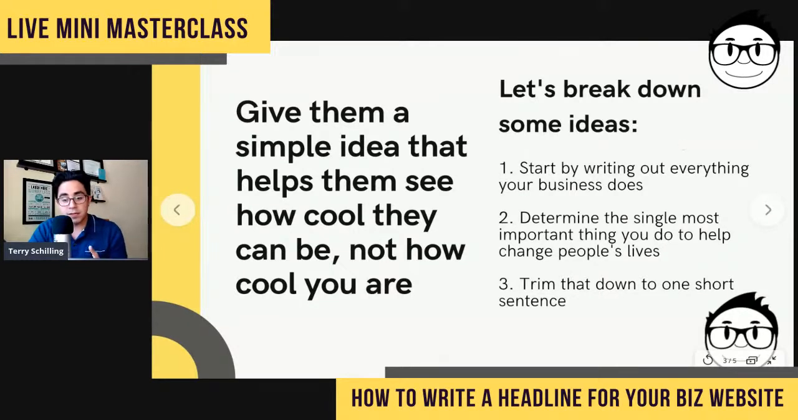Number 1, start by writing out everything your business does. So if you're coaching, if you're a copywriter offering a creative service, if you have a product, a SaaS product, write all that it does. Write how it all helps people. Write the different tools, different features, benefits that you have. Take some quick time. Write out in bullets. That's it.